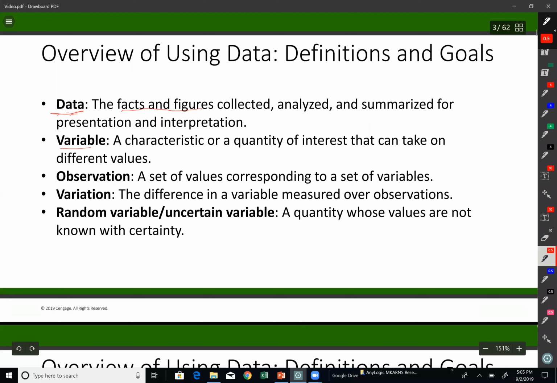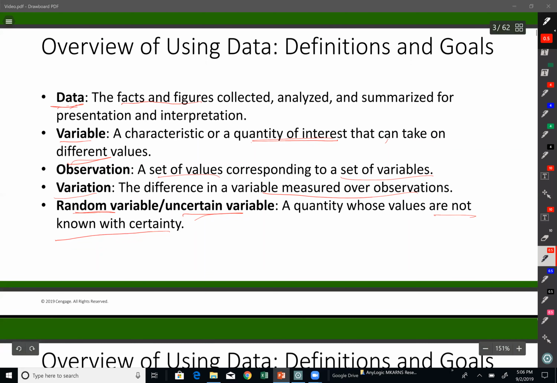Variable is a quantity of interest that can take on different values, right? And we have observations in descriptive analytics. These are set of values corresponding to set of variables. And the variation is another important concept here, the difference in a variable measured or observations. And finally, it's important to understand what's random variable or uncertain variable. Random variable cannot be known with certainty, right? So let's look at an example to better understand these concepts.